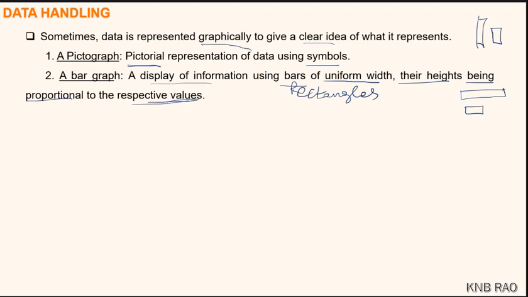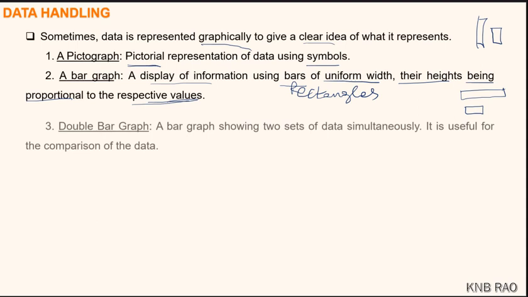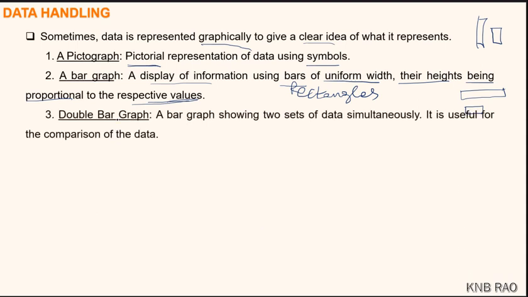Then coming to another important bar graph, the double bar graph. What is this double bar graph? Same bars we will draw, but two bars continuously will be there, one beside the other. A bar graph showing two sets of data simultaneously. It is very much useful in the comparison of the data. It is useful for comparison of the data. This also you learnt in your class 7th standard.